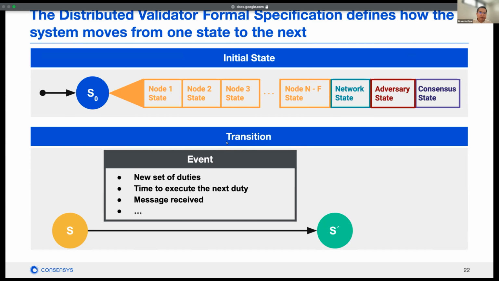And the next thing we need to specify is system transitions. In our specification, we can move from one state to another state by using an event. An event can be a new set of duties, or this is when a node needs to execute some duty, or when a message is delivered.